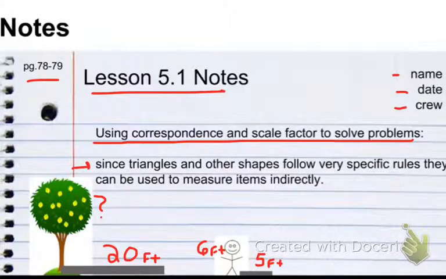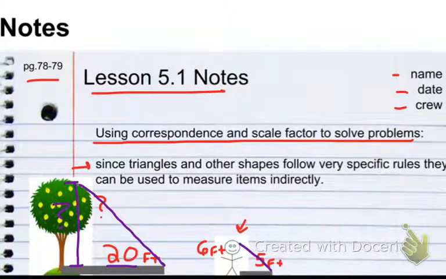So, for instance, in this example, we have a little dude here. He is 6 feet tall, and he is casting a 5-foot shadow. He's standing next to a tree that is 20 feet tall. We don't know how high it is. That is a mystery. But we do know that their shadows are being cast by the rays of the sun and forming similar triangles. So what we have here is a triangle that is similar, and we can apply scale factor to find our missing sides, just like we did in our previous lessons.